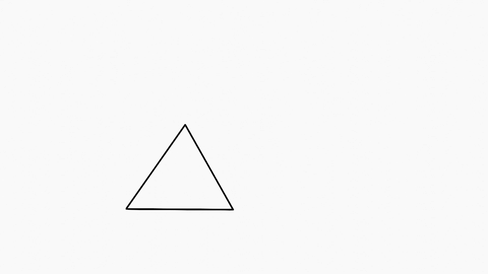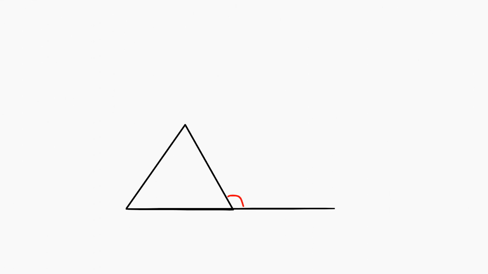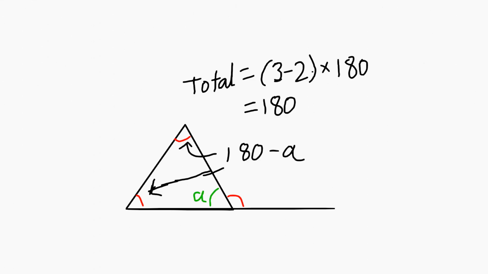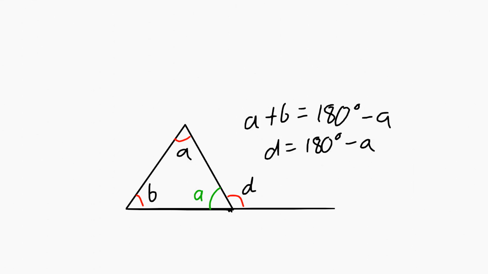Now the triangles. Remember that (x minus 2) times 180 is the total of the angles, considering x to be the number of sides. This angle is called the external angle. This is a straight line and this is equal to the sum of these. How? Well, these angles are 180 minus a, this angle is also 180 minus a, so they are equal.